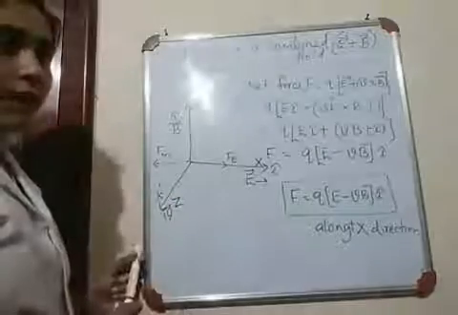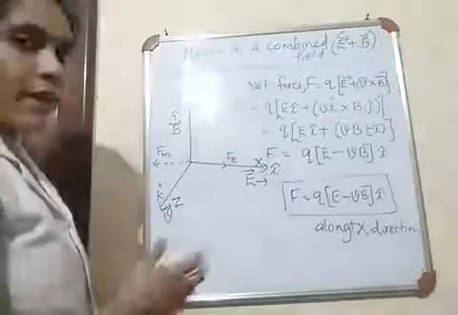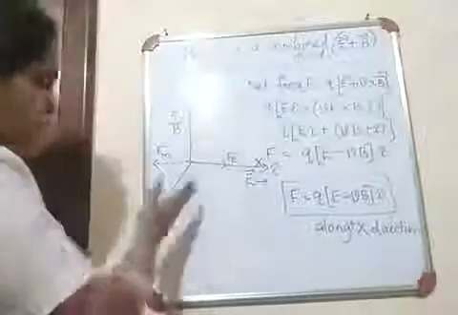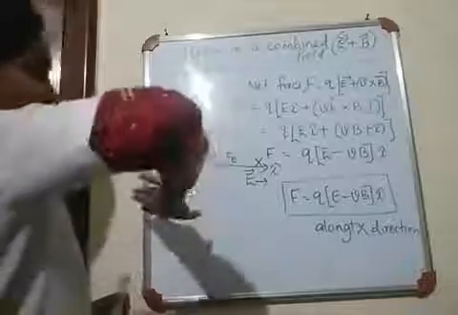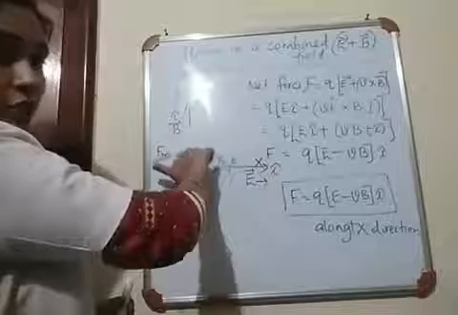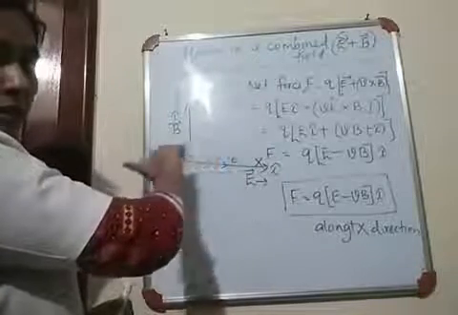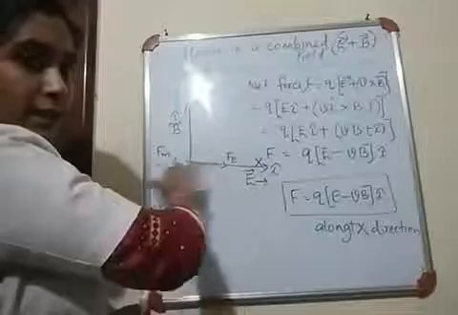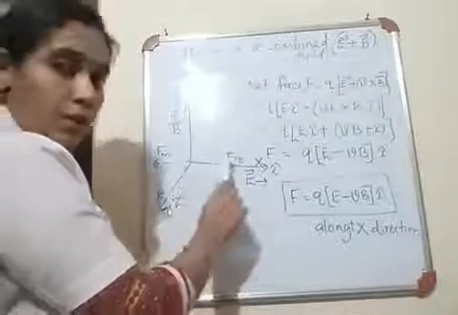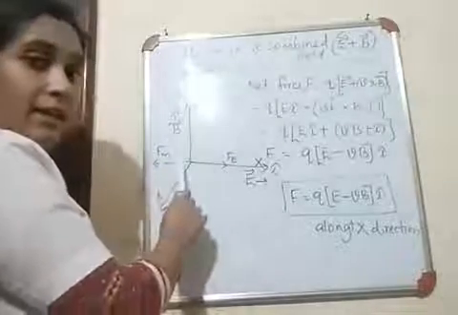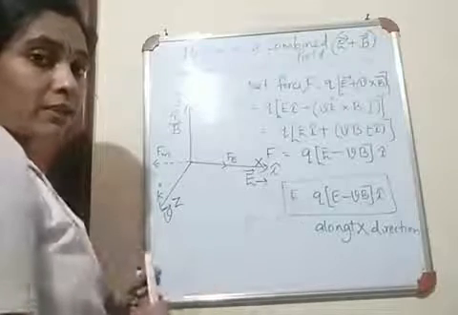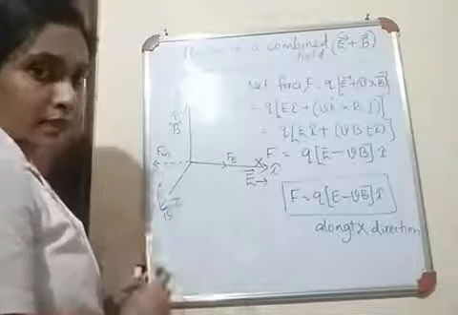And what is the direction of magnetic force here? How will you find out the direction of magnetic force? Curl your fingers from V to B. So this is V, this is B. And when you curl your fingers from V to B, the direction of magnetic force is along this path. That means along the negative x-axis. So electric force is along positive x-axis, magnetic force is along negative x-axis. That is, both electric and magnetic forces are opposite to each other.